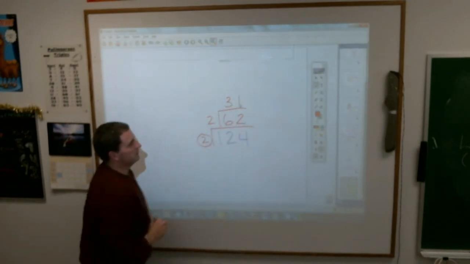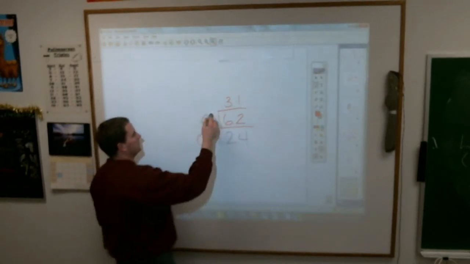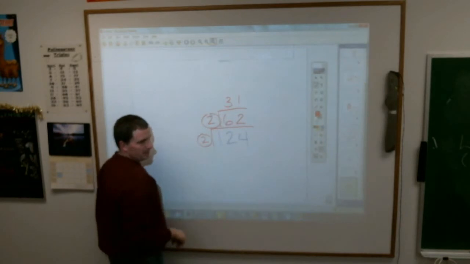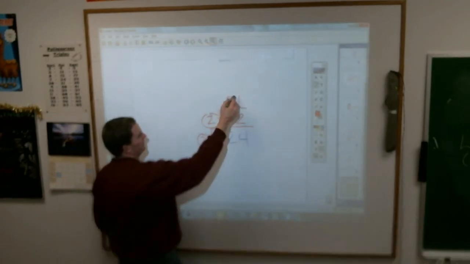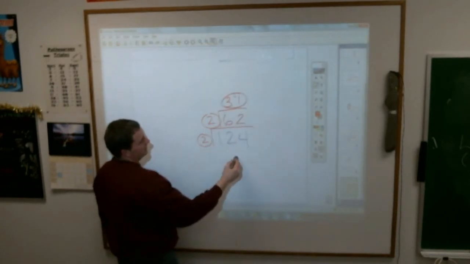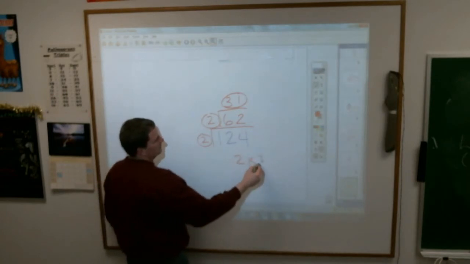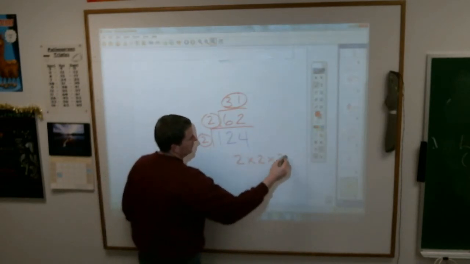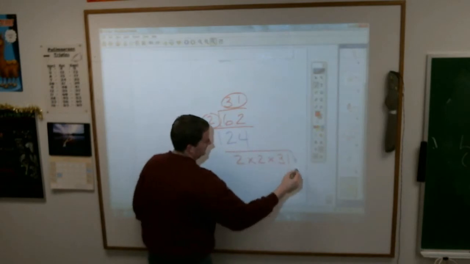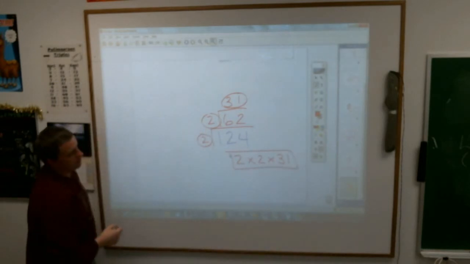31. I think I wanted to do a different number, but is 31, can I break 31 into anything? Believe it or not, you can't. So unfortunately, I didn't pick a very good one. My answer to this is 2 times 2 times 31. I should have picked one like 144.